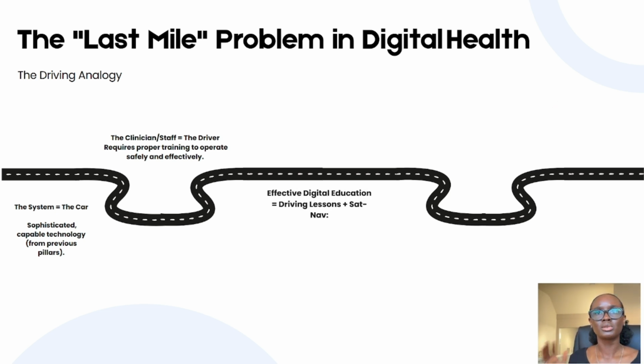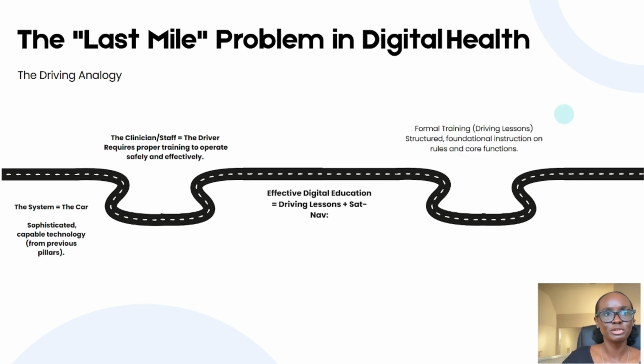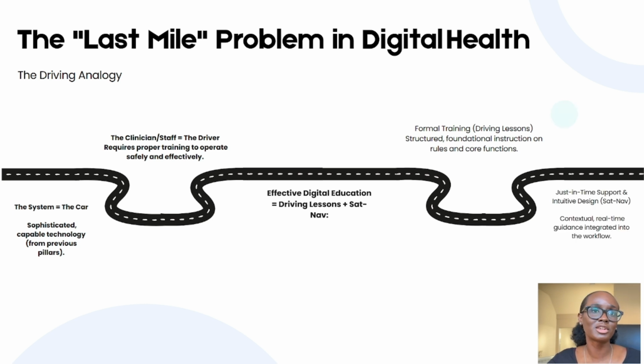Then you need to understand in this pillar, effective digital education is like driving lessons and giving them a sat nav. So you teach them how to drive, you teach them how to use the system, and you also give them a manual so that they know where to go. And how do you achieve that? Formal training, that is driving lessons. So structured foundational instructions, rules and core functions, and just-in-time support and intuitive design. So that's almost like their sat nav. So you give them a manual that gives them contextual guidance on how to use the app according to the workflow that they currently do.